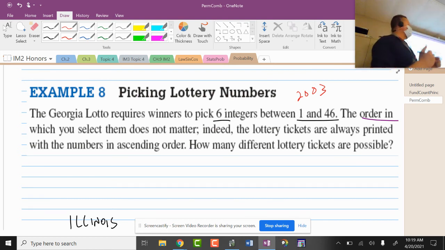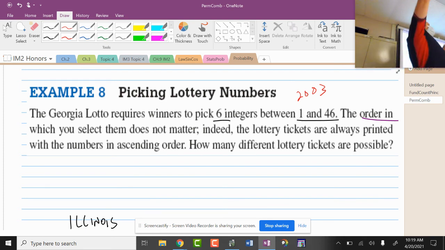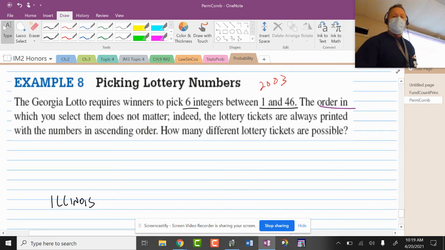So that's different. For lotteries in Illinois, anyone ever hear of Mega Ball? Anyone ever hear of Powerball? For none of those does the order matter. So it's a combination. So for this Georgia lottery, you pick 6 numbers from 46, and it's a C(46,6).